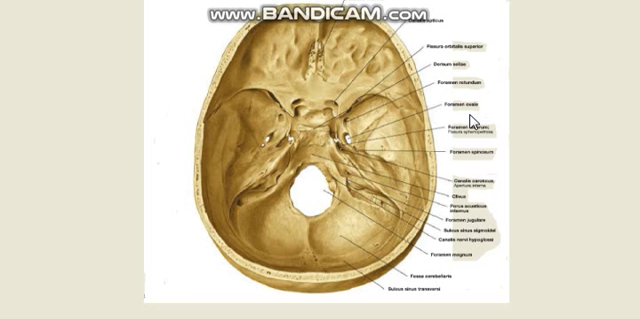Hello everyone, and now we are going to tackle the posterior cranial fossa. Over here in this diagram you can see that the posterior cranial fossa starts at the posterior clinoid process and the dorsum sellae in the midline, and is partly formed by the body of the sphenoid and partly formed by the basilar part of the occipital bone.